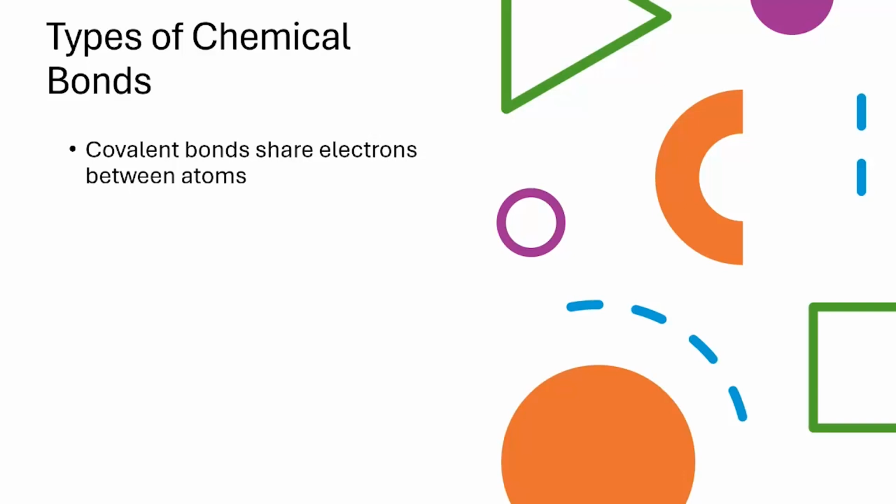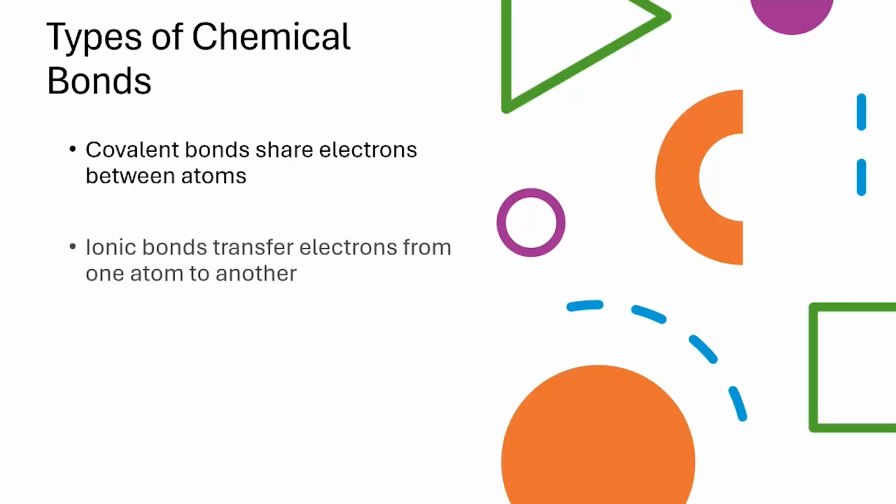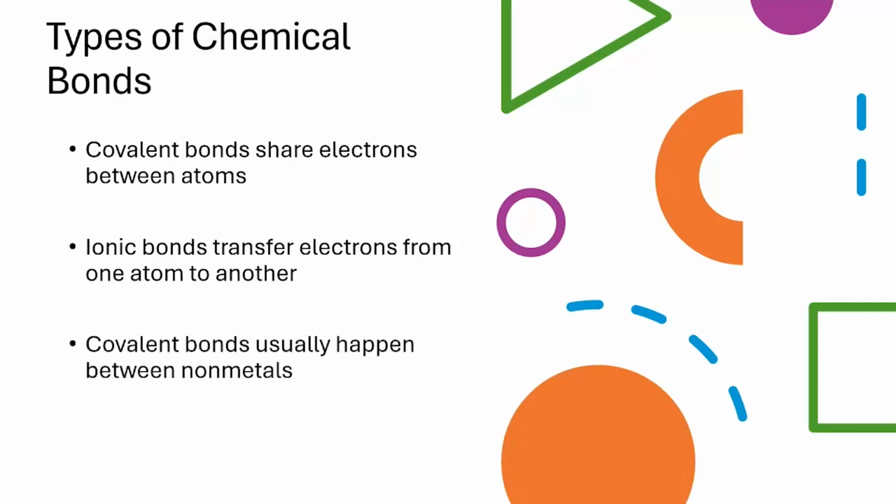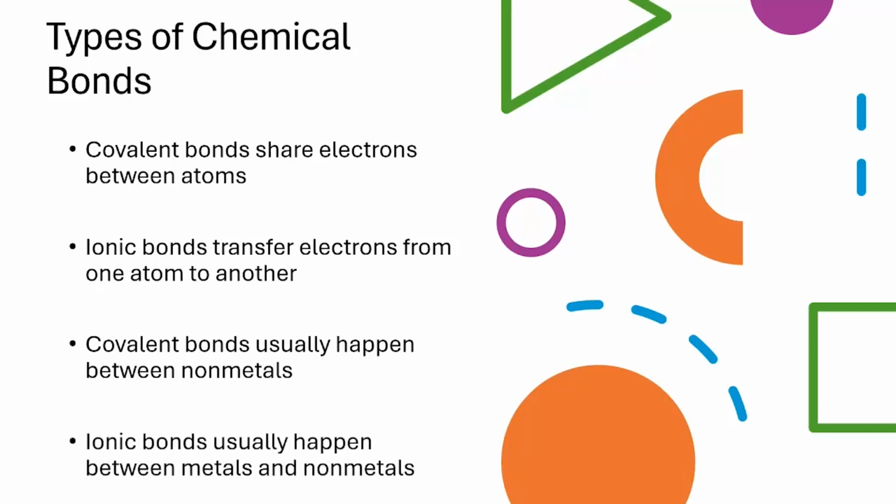Covalent bonds share electrons between atoms. Ionic bonds transfer electrons from one atom to another. Covalent bonds usually happen between nonmetals. Ionic bonds usually happen between metals and nonmetals.